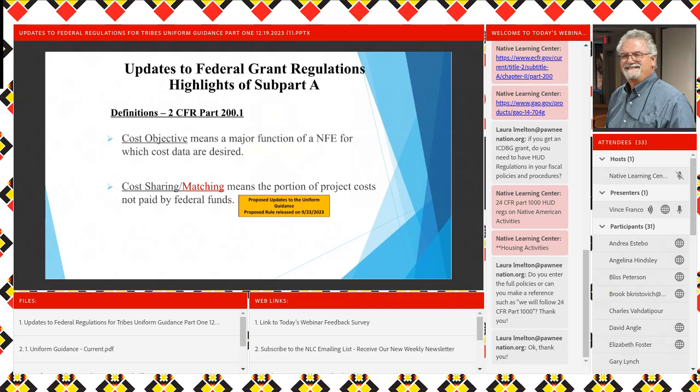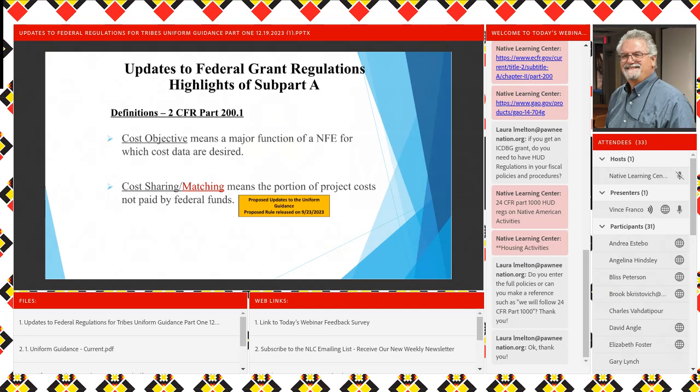Cost sharing. You've seen grants, I'm sure, that have a match. I think ICDBG has a match. I know Indian Housing Block Grants have a 20% match. A lot of grants have what they call sharing or matching requirements. Grant writers need to be aware of this. Now, in the new regulations coming out, the federal government is saying there's some confusion between sharing and matching. To me, they're interchangeable words or phrases.